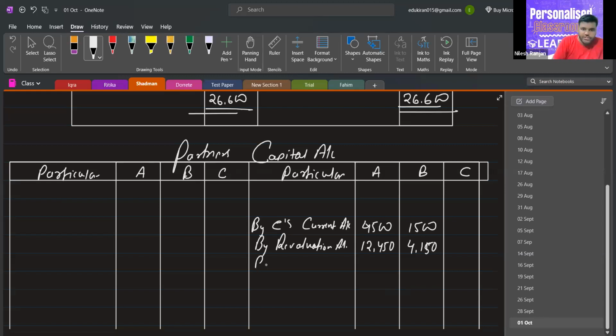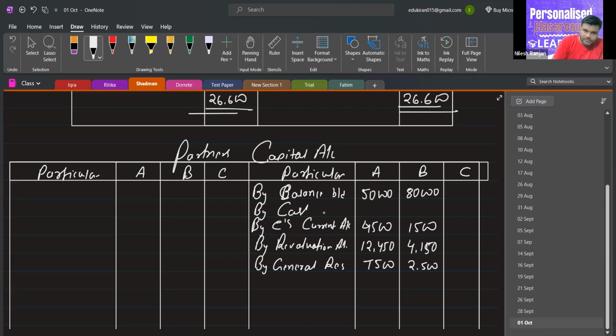There is a general reserve written also in the balance sheet. So the general reserve will be distributed in old ratio. So 7,500 for A and 2,500 for B. And the capital balance of A and B is given in the question. It is 50,000 and 80,000. Yes, it is given in the liabilities.